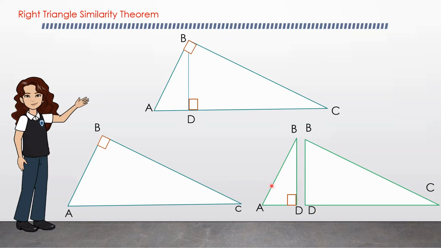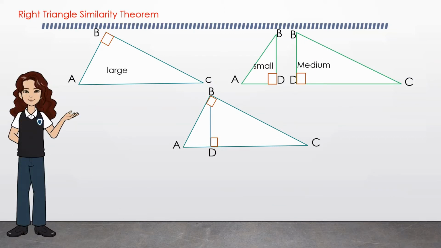So these three triangles are similar to each other. So meaning small triangle, let's say this small triangle is similar to the big triangle. Medium triangle is similar to the big triangle, and small triangle is similar to medium triangle. So they are similar to each other.